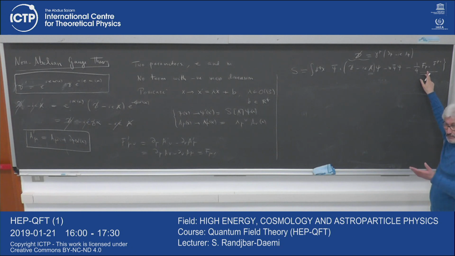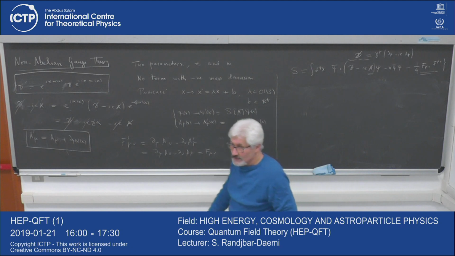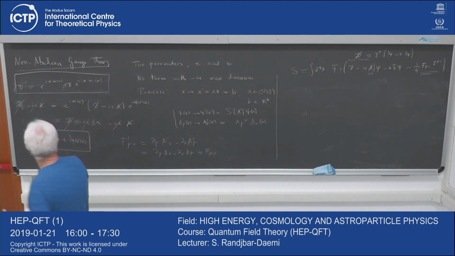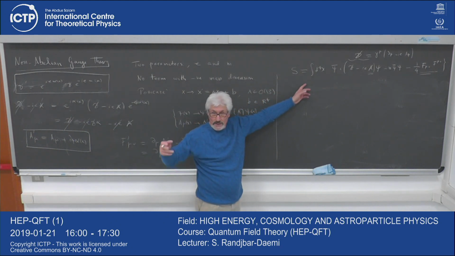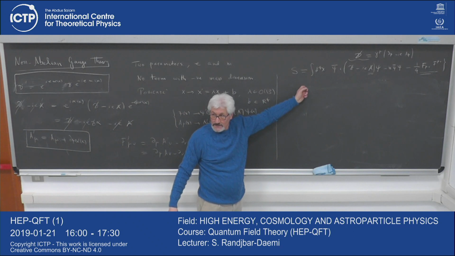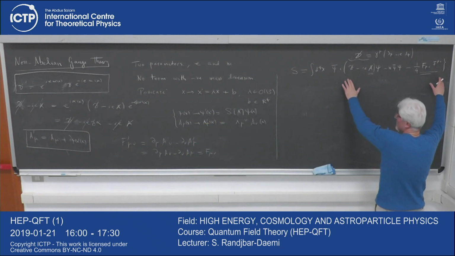Okay? So you have to put a parameter in front of it with negative mass dimension in order to keep the action dimensionless. We are using natural units, h bar equals c equals 1. So in that unit, S is dimensionless. Okay? So we will keep to terms like this.